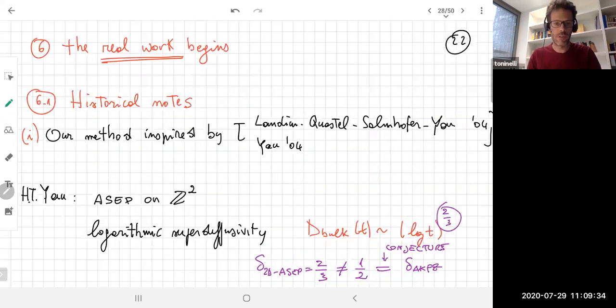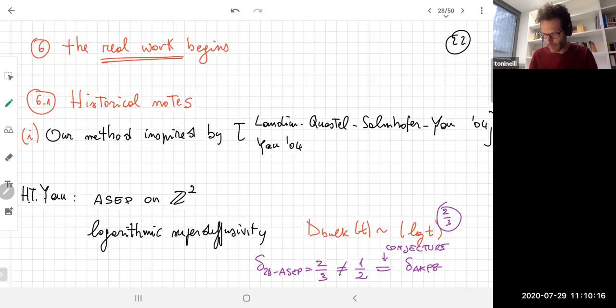Before I start with the real work, let me make two historical notes about this result. I will mention two related results. One is morally related: the problem is quite different, but the techniques are close. Our method is inspired exactly by the techniques in the paper I'm going to mention. The second is a very similar problem, but the techniques are very different. Let me come to that.